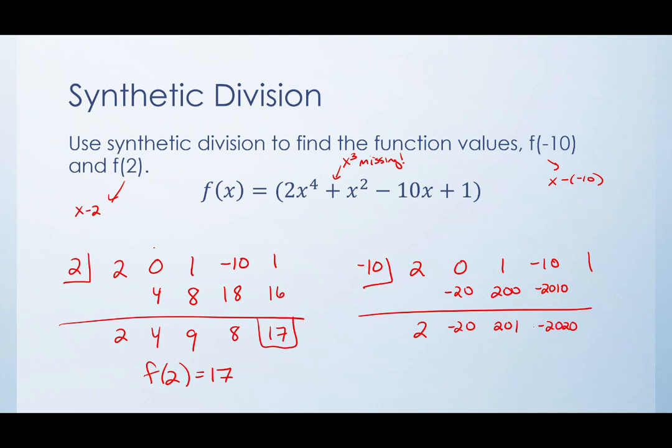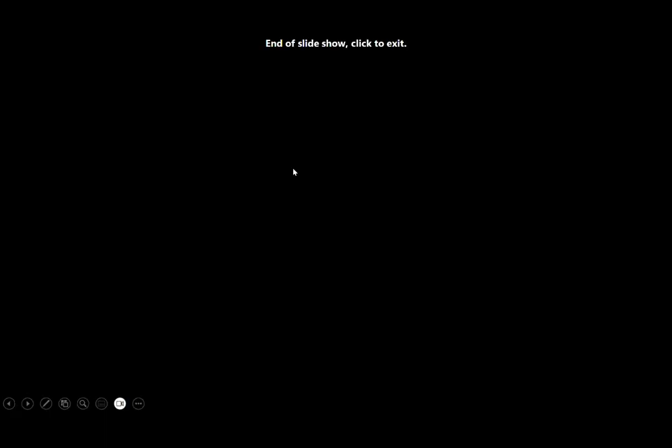Negative 10 times negative 2010 is going to be positive 20,100, and we're going to add, which gives 20,201. So definitely that was a lot easier than trying to hand calculate that polynomial plugging in negative 10, at least in my opinion. So there we go. And that is the end of this section.